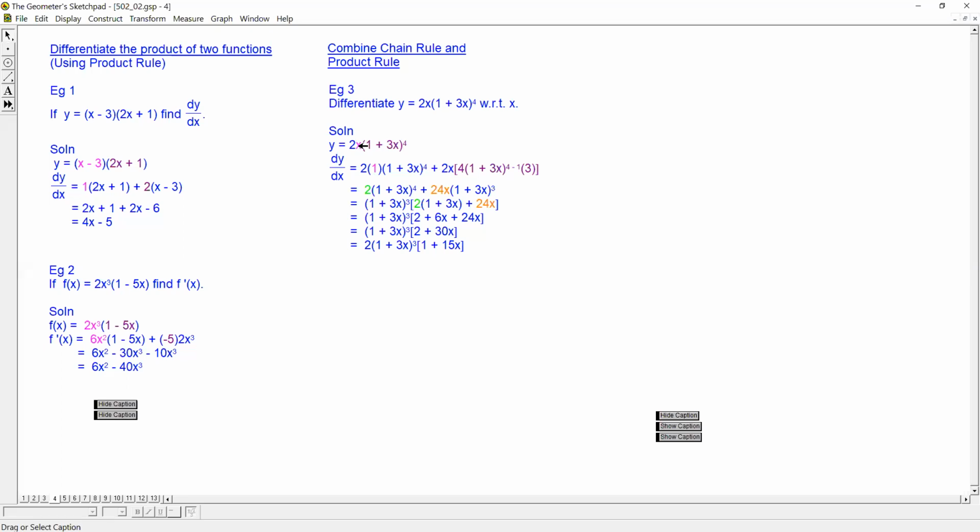purple color just now I have differentiated, and the 2 don't differentiate, you just copy in front. 2 is just a number, you copy in front, don't differentiate. Purple color just now I differentiate, now don't differentiate, I just keep. Then now I'm going to differentiate the purple. This is pink color, this is purple color. So pink color I just keep, purple color I differentiate.